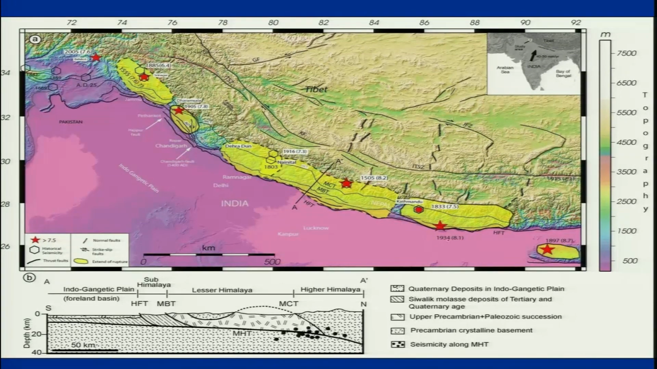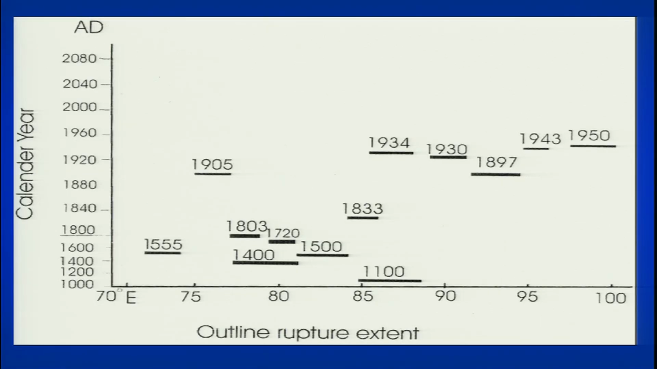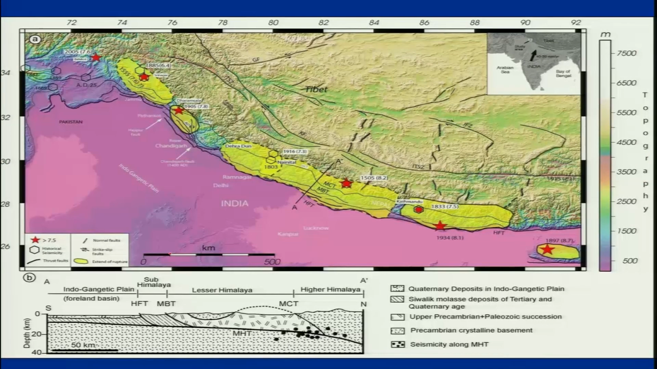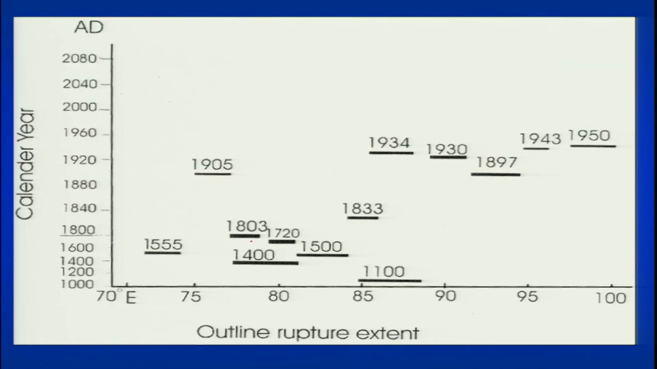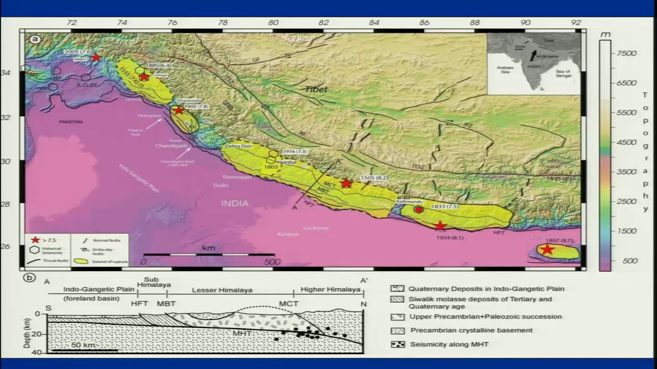So, paleoseismic studies suggest that 1934 was on the frontal part. So, if you combine the existing data, including the historical data like 1955, which was in the Kashmir, Srinagar region, and then we have other earthquakes like 1803. This was in the central part.